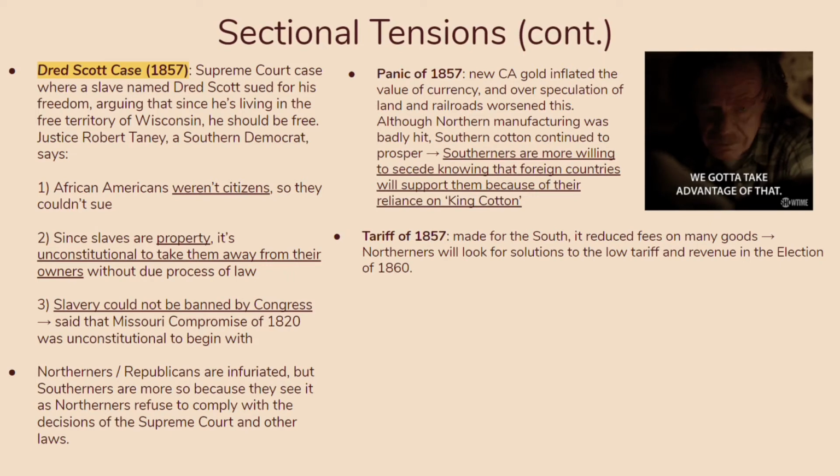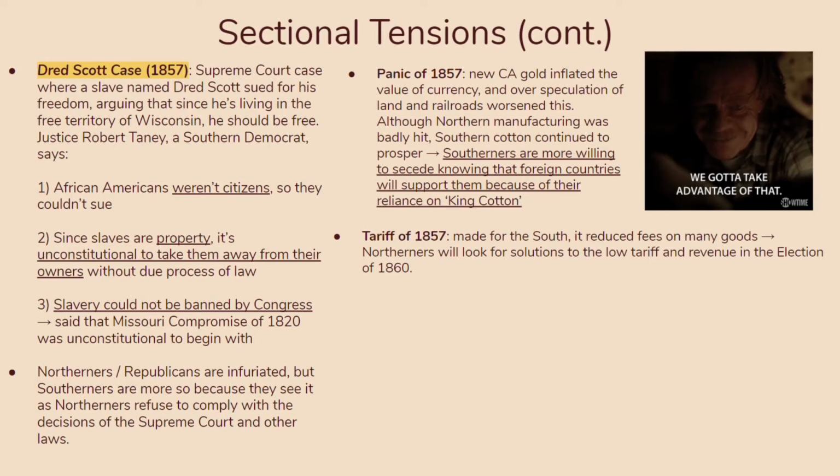Another thing you should know about is the Tariff of 1857. This was made mostly for the South, and it reduced fees on a lot of goods. The Northerners will look for solutions to the low tariff and revenue in the election of 1860. Not really relevant right now, but again, this will come in handy in 1860 because Lincoln will use it to appeal to a broad spectrum of supporters to accomplish his ultimate goal of abolition.